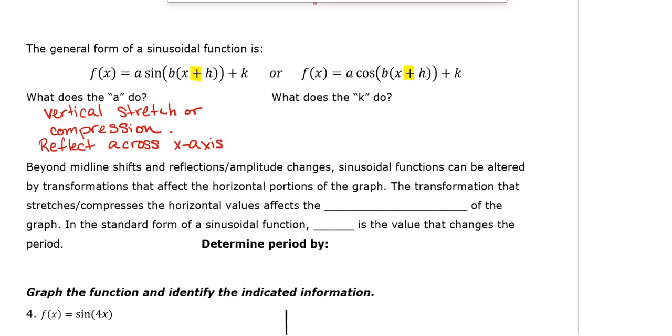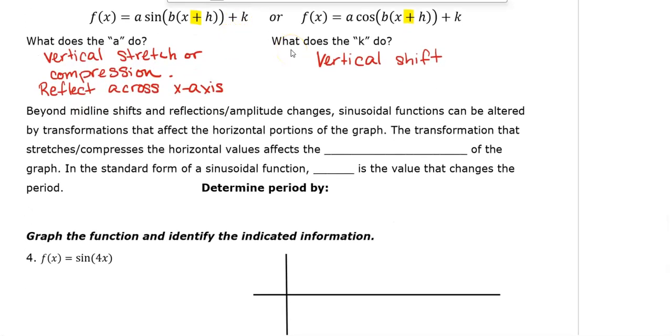What does the K do? So this K at the end, again, like I said earlier, that's going to be our vertical shift. It's going to do exactly what you see it do. So if it's +3, you're going to go up 3. If it's -1, you're going to go down 1. So it's not one of those where it's the opposite of what you see. That's on the inside. Remember, on the outside of the function, the transformations are what you see. On the inside of the function, the transformations are the opposite. That's something that you should have learned in advanced algebra.